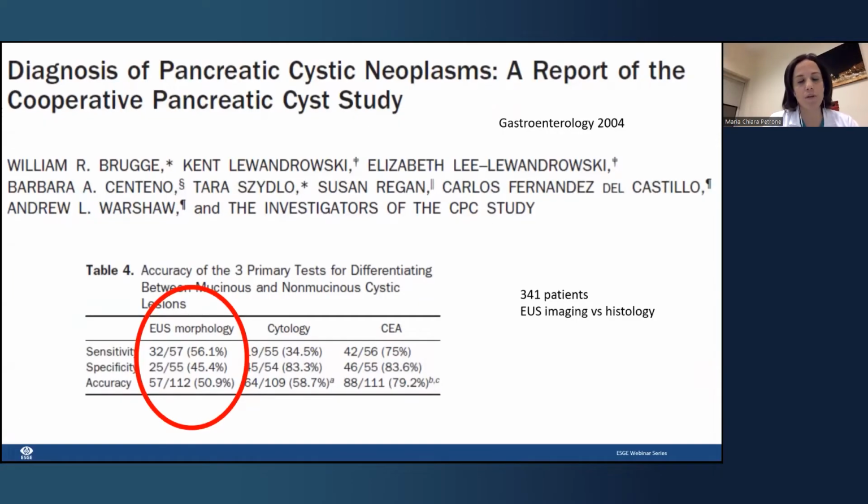What we know very well is that EUS morphology is not enough to differentiate mucinous from non-mucinous cystic lesions. This is a very old study, but it is a landmark study on this topic, in which EUS morphology was compared with histology. And as you can see, the diagnostic accuracy was very low, only 51%.